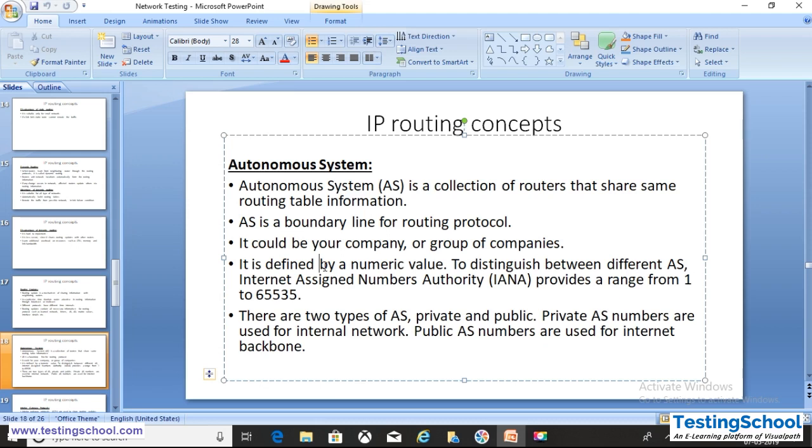Autonomous system numbers can differ. There are two types of AS, private and public. Private AS numbers are used for internal networks. Public AS numbers are used for the internet backbone.